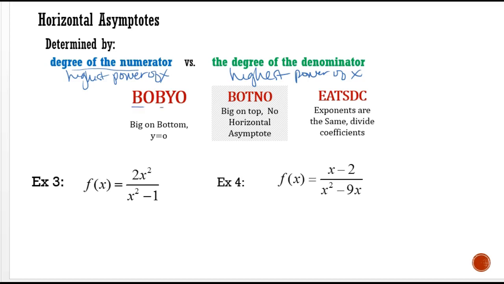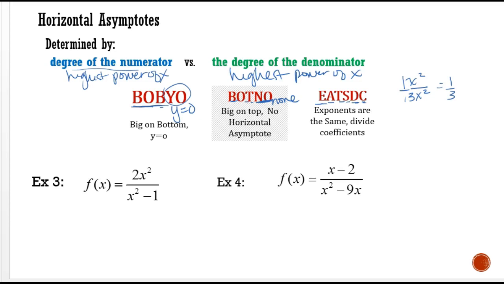Big on bottom, if the power of x is bigger on the bottom, then your horizontal asymptote is y equals 0. That's what yo means. Yo is yo answer. If it's bigger on top, then there is no horizontal asymptote, none. If it's eats DC, that means exponents are the same, like both x squared over x squared. Then you divide the coefficients. So if you had x squared over 3x squared, you divide the coefficients. It's 1 over 3. Okay? That's what DC means, divide the coefficients. So if you just remember Bobbio Botno eats DC, you'll always know your rules.